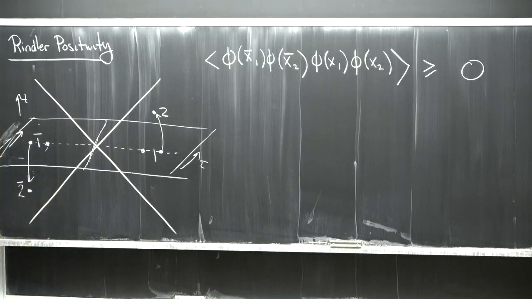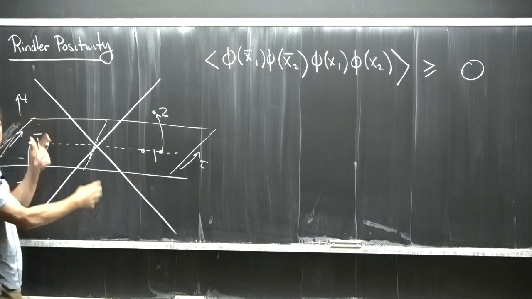Yeah. Could we also have done something like define the slice that goes through 2 bar and 2 as t equals 0, and then define the complex time with respect to that? Because you can. Yeah, and then we'd have to boost the 1 operator. Yeah, we could have done that.